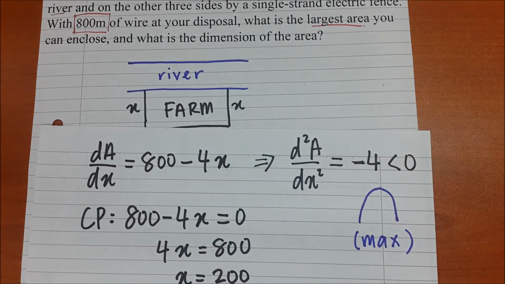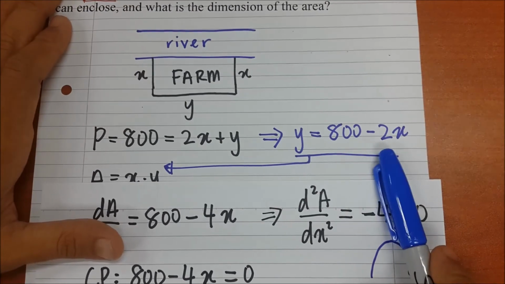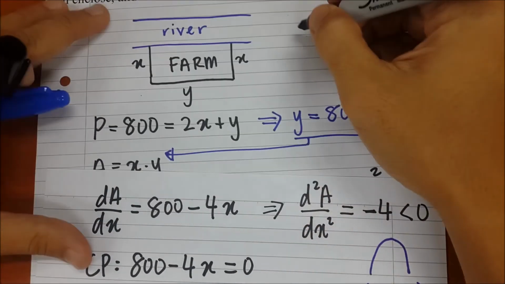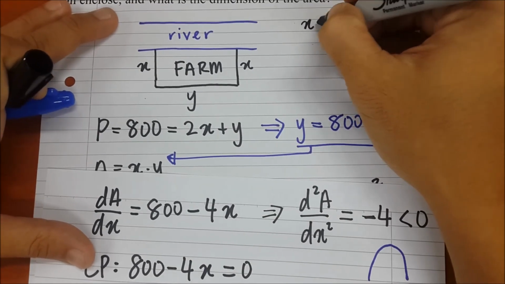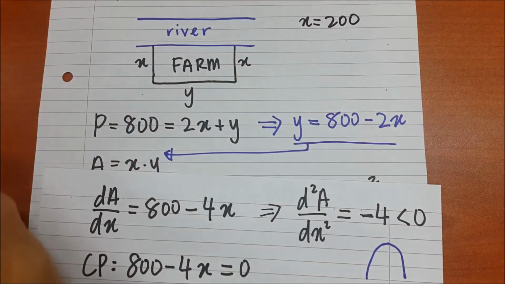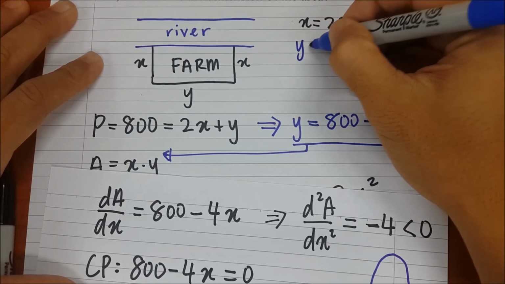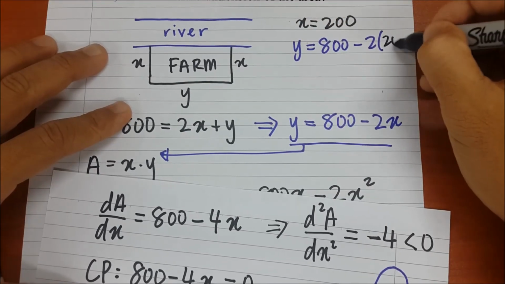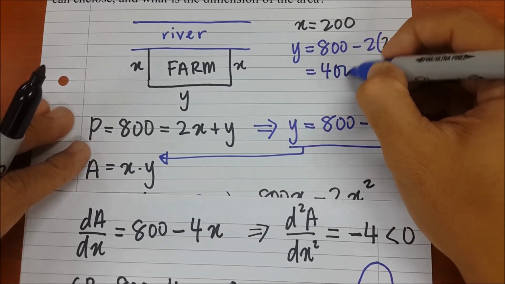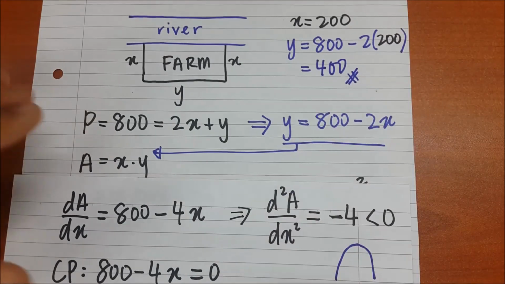Right, and the second question, what is the dimension of the area? Right, it means what is our value of Y just now? Y equals 800 minus 2X. Right, we already know that X equals 200. So we can substitute that inside our function of Y. So we get Y equals 800 minus 400, you're going to get 400. Right, so there you go, our values of X and Y.